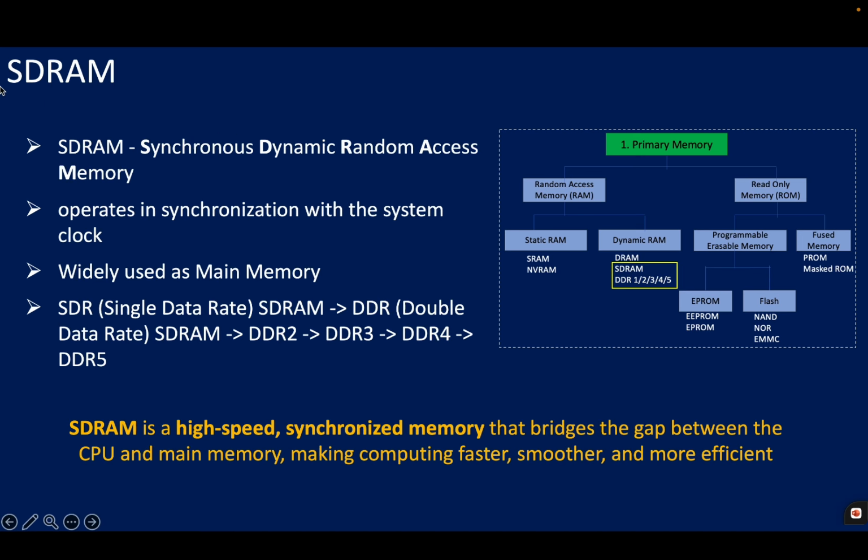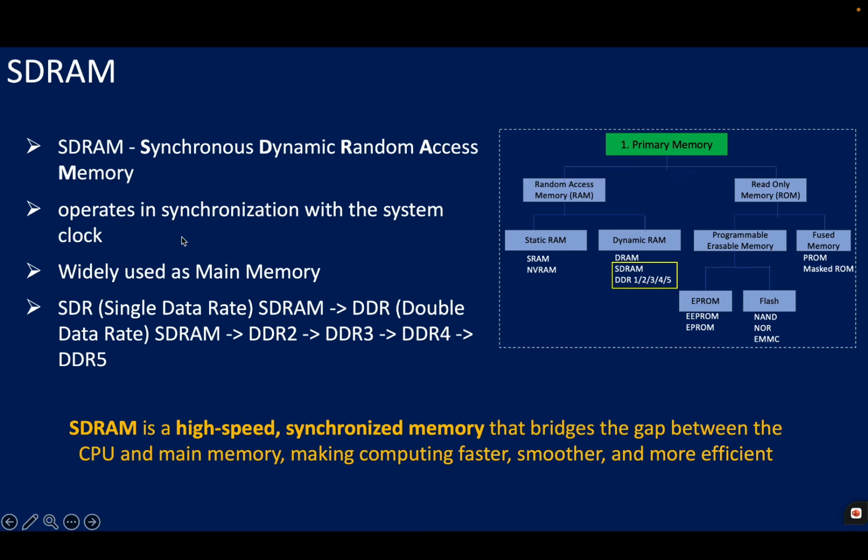Now, we are in SDRAM. SDRAM stands for Synchronous Dynamic Random Access Memory. So, what exactly is the SDRAM? It's an advanced type of DRAM that operates in synchronous with the system clock. In simple words, in sync with the CPU's timing signals. So, both the processor and memory work together smoothly.